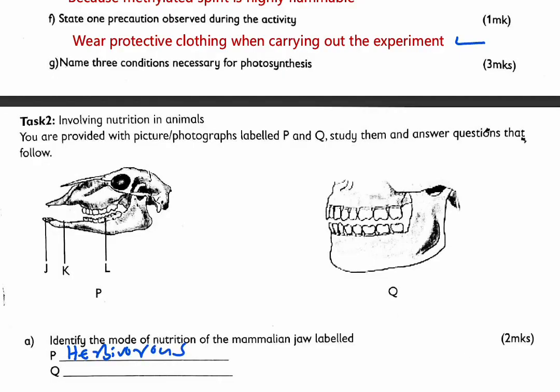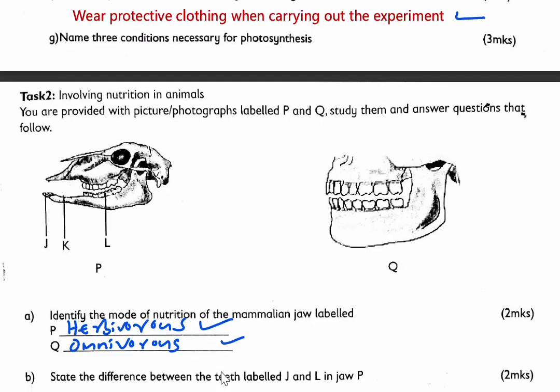Herbivorous. What about Q? This is a jaw of a human being, and therefore you know that the mode of nutrition is omnivorous. I'm going to say omnivorous. We're going to score those 2 marks. So those are the modes of nutrition.